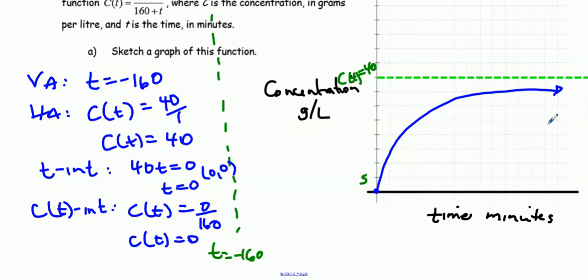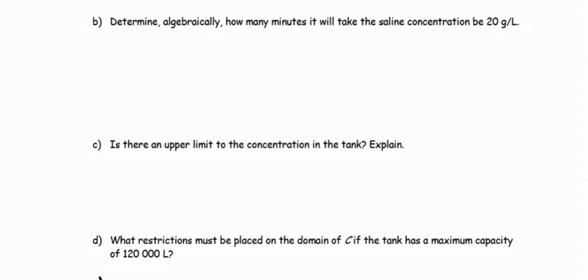So there's my graph. I'm going to put the equation on there, so it would be C of t equals 40t over 160 plus t. I've got the asymptote labeled, I've got my axes labeled, and I just need to put the label of 1 point on there. Okay, so I've sketched a graph of this function. Let's answer some questions related to that word problem.